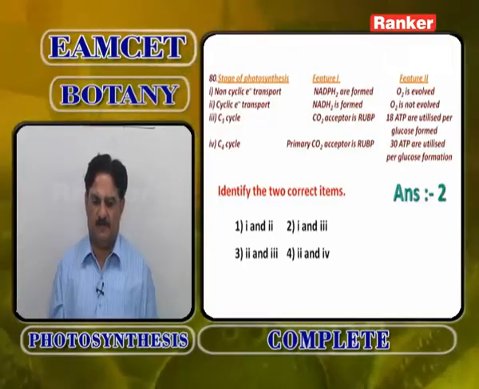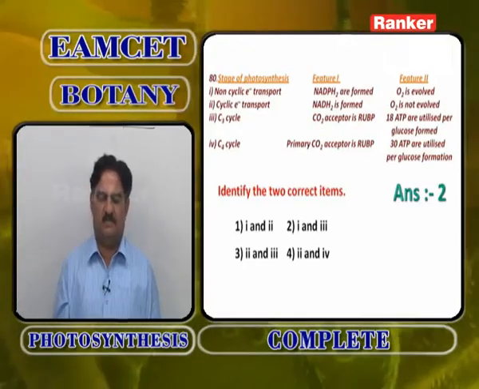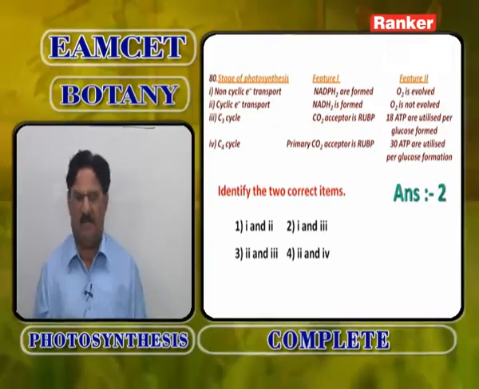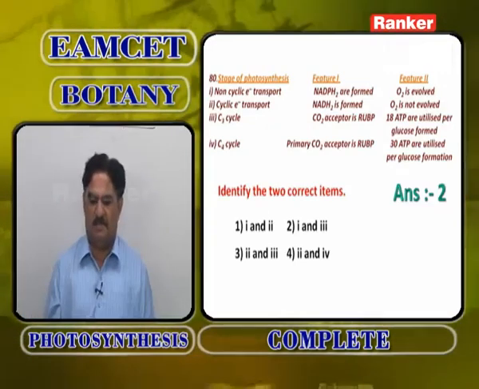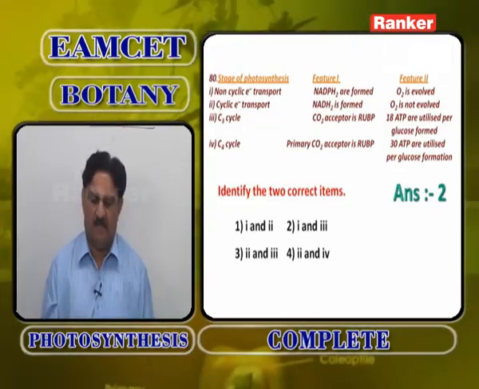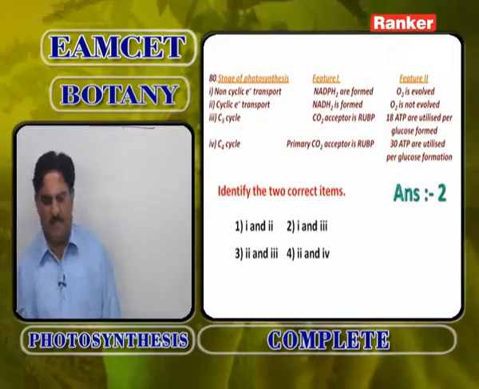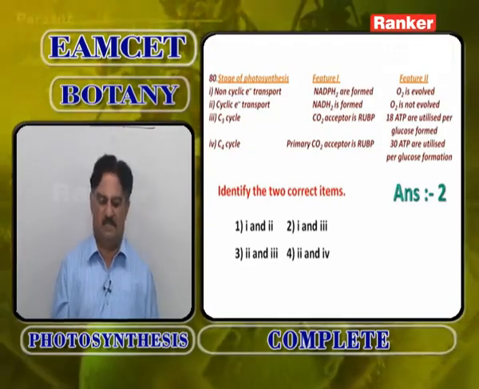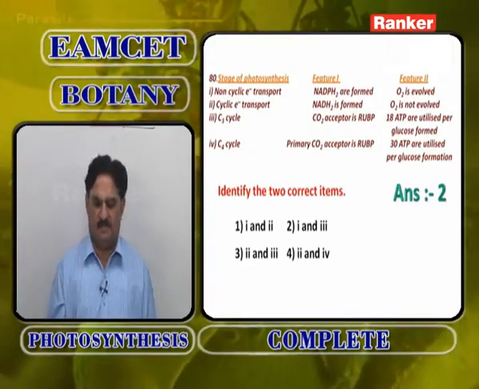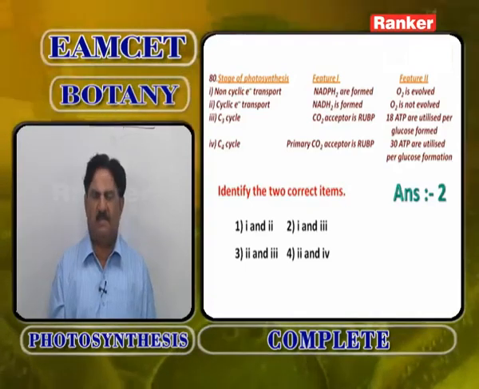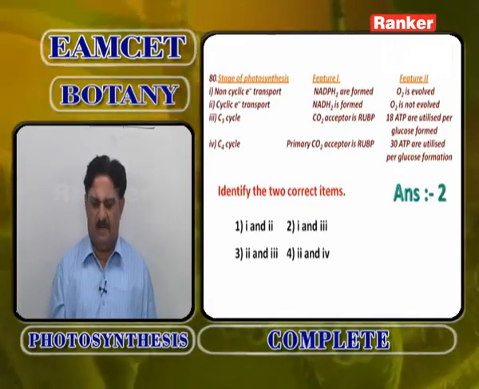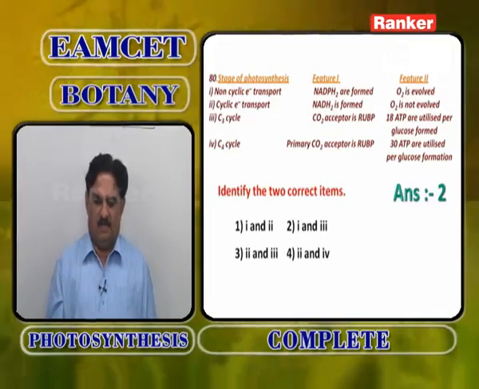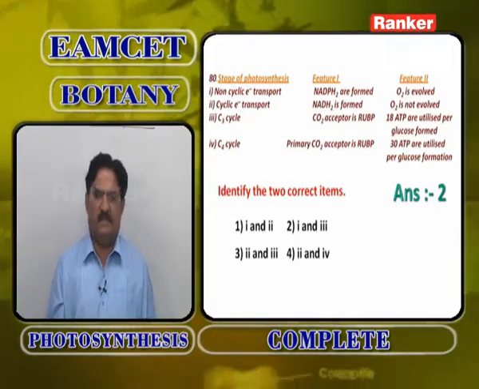Non-cyclic electron transport, NADPH2 formed, oxygen evolved is correct. Cyclic electron transport, NADH2 formed is wrong, oxygen is not evolved is correct. C3 cycle, CO2 acceptor is RuBP, 18 ATP are utilized is correct. C4 cycle, primary CO2 acceptor is RuBP is wrong, it has to be PEP, but 30 ATP are utilized per glucose formation is correct. So, the correct ones are 1 and 3, second option.